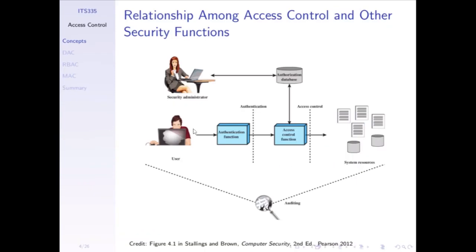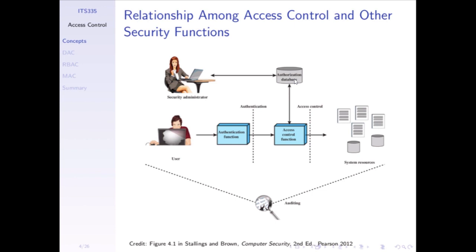As we can see here, this is a user, this is the access control, and this is the database and applications a user can use. So a user has a password and ID, and with the help of the authentication function, he can come inside the system. And what kind of files a user can access is decided by the security administrator.